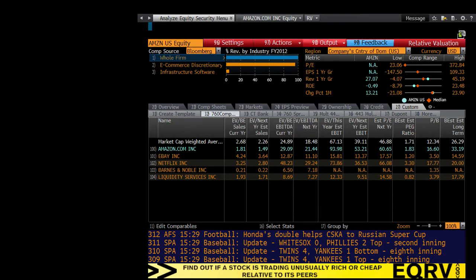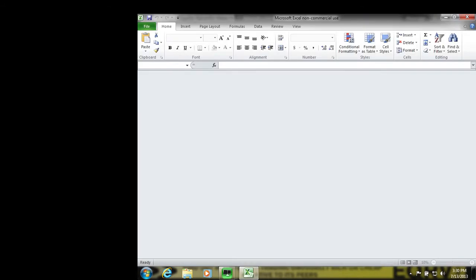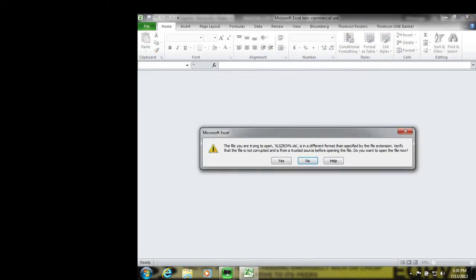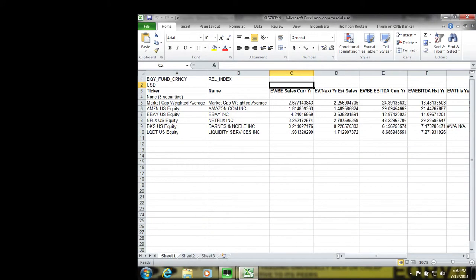Now, here's what I want to do. Output to Excel. And then remember, anytime you dump anything from Bloomberg on one of those computers in the lab to Excel, it's going to give you that warning there. Okay? So just be very careful about that warning. You have to hit the yes button or else you'll be waiting a very long time. So basically, it dumped out all of the data here.